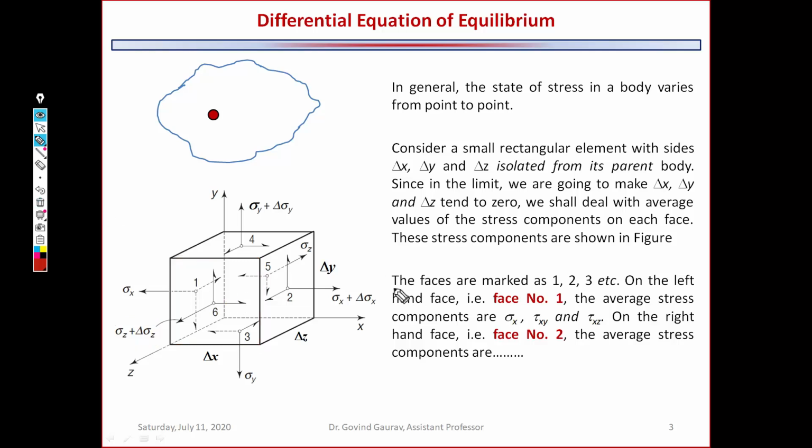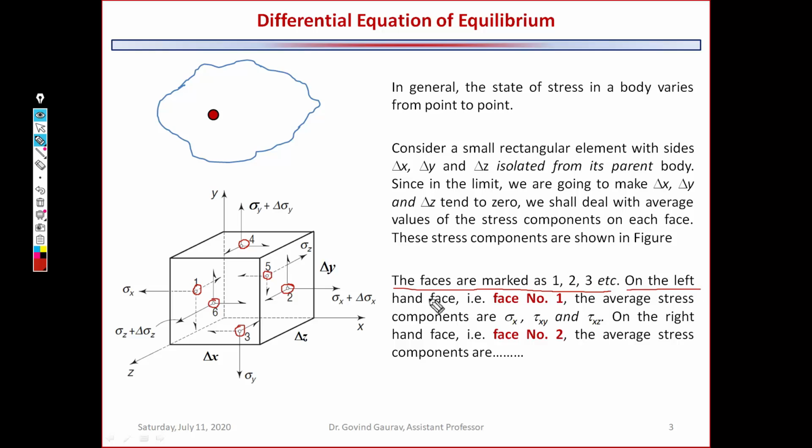Here the faces are marked 1, 2, 3, and so on. As it is a cuboid, it will have a total of 6 faces. The first face is this face. Second face is this face. Third face is this face. Fourth face is this one. Fifth face is this face, and the sixth face is this face. All these faces are subjected to one value of the normal stress and two values of the shearing stress, which is acting along the planes.